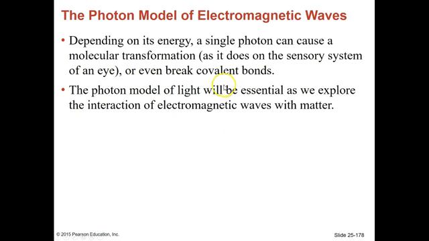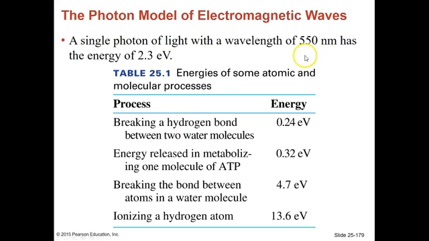Depending on the energy, a single photon can cause some sort of molecular transformation. If you think about when it hits your eye, it transmits nerve impulses, and it does that through some sort of molecular transformation. So the photon model of light is really important as we look at how electromagnetic waves interact with regular matter. A single photon of light with a wavelength of about 550 nanometers has that 2.3 eV of energy. Breaking the hydrogen bond between water molecules only requires 0.24.